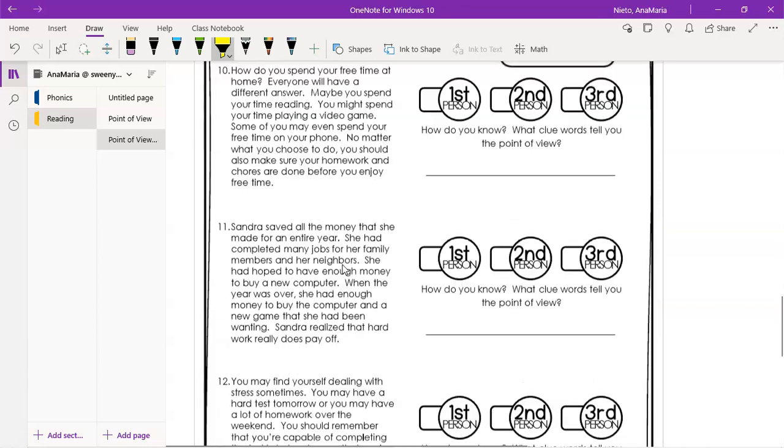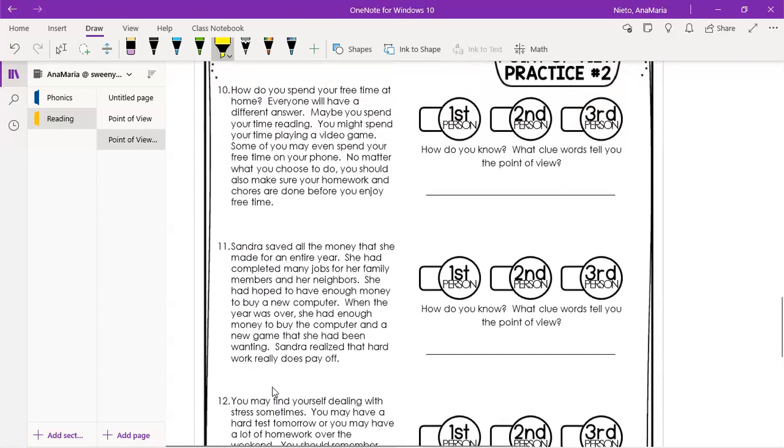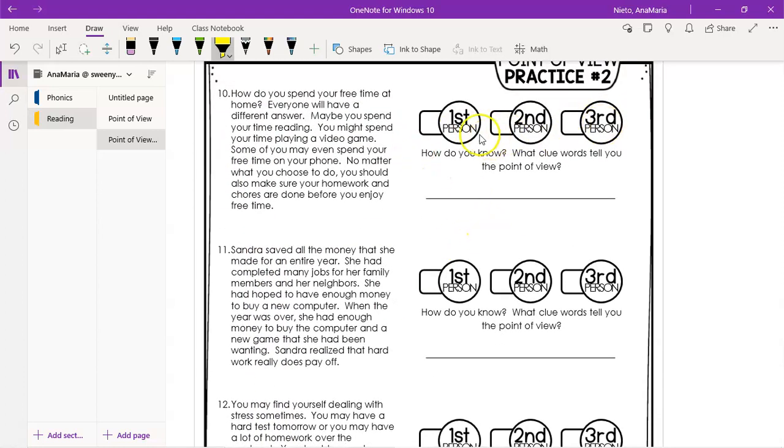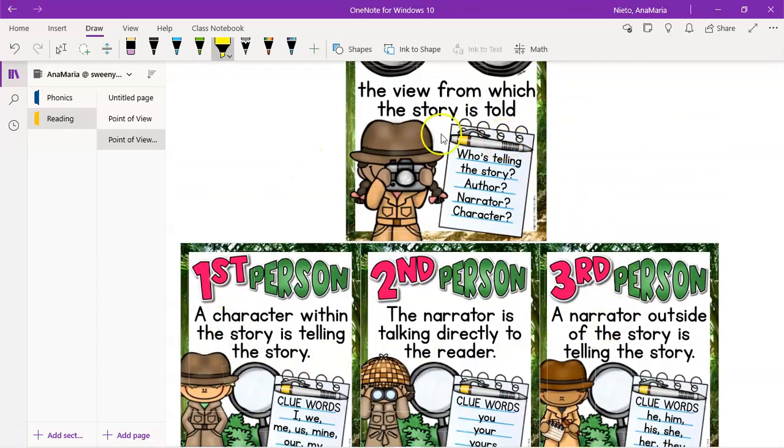Okay, so your job is to do the back of the page. You're going to do 10, 11, and 12, and you're going to tell me if it's first person, second person, or third person, and how do you know? What clue words tell you the point of view? Okay. I will post these posters or charts on Canvas so you have that to reference back to.